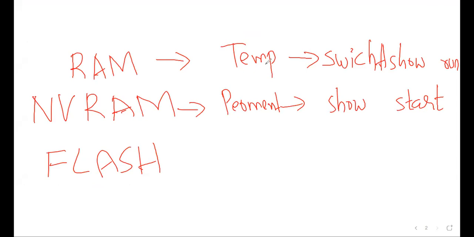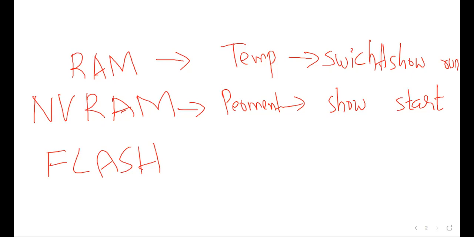The RAM will contain the temporary configuration, which will be erased if the device is restarted. Like in Word, you have typed so many commands, but you have not saved. So if it's closed or restarted, the content will be erased the same way. The NVRAM is for the permanent configuration that you see from the show start command.